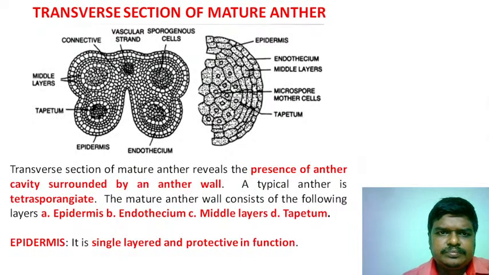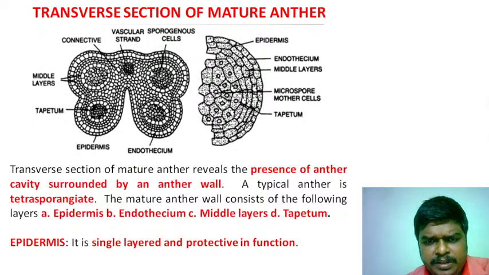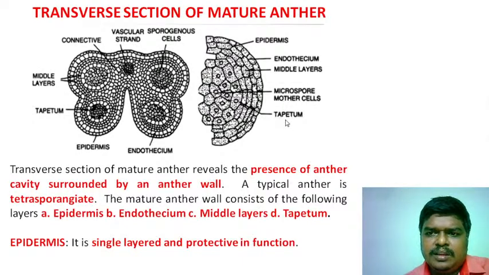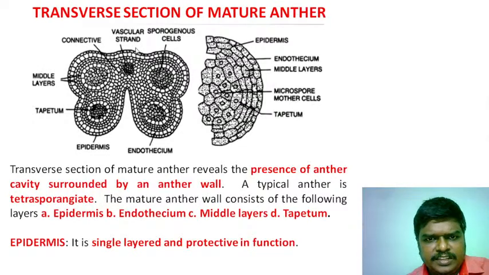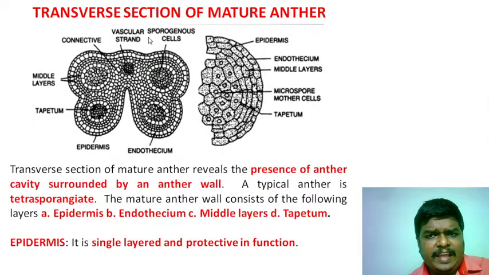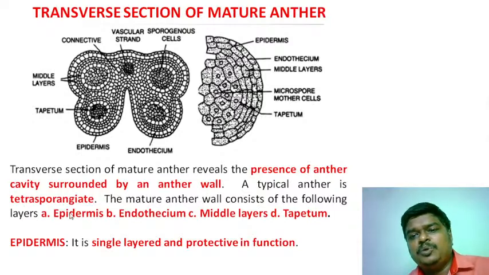Okay, now this is the transverse section of matured anther. You can see that the sporogenous cells are surrounded immediately by the tapetum, and then middle layers, endothecium, and the outer epidermis. You can see the whole structure, the tetrad structure. This structure of anther we call tetrasporangiate, because there are 4 sporogenous areas. 1, 2, 3, 4. That's why it's called tetrasporangiate.